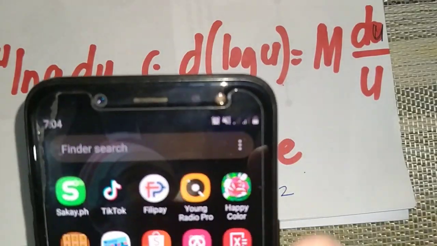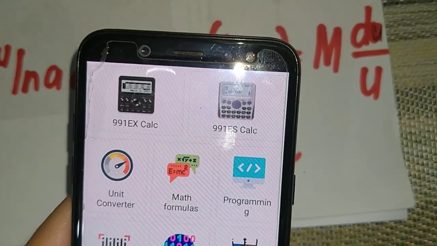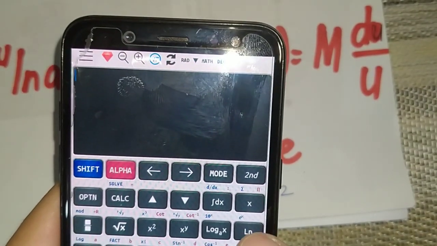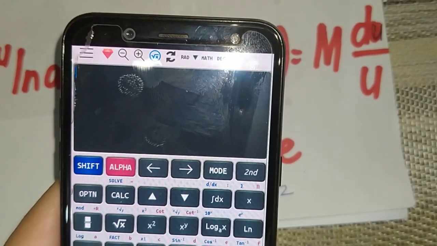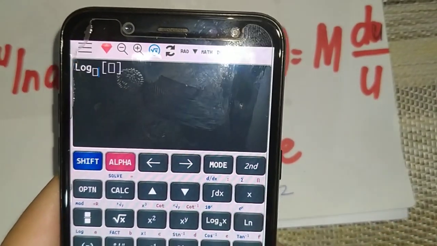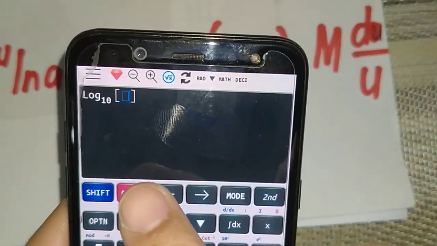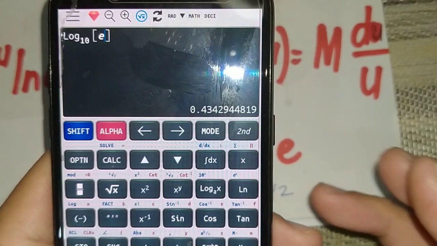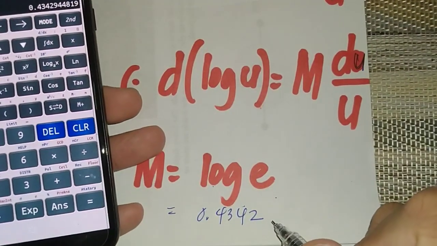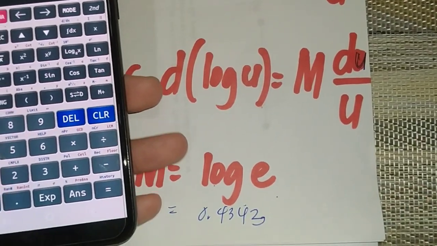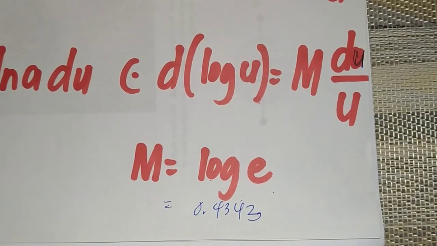So I have here a calculator na free naman siya sa app. Log. Saan na ba si log? Where is log? Log to the base 10 of e. So log of e is 0.43429. So that's 0.4343 pala. So 0.43429 or 0.4343. So that's a constant na.